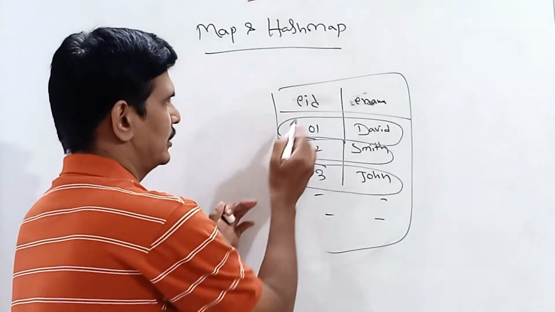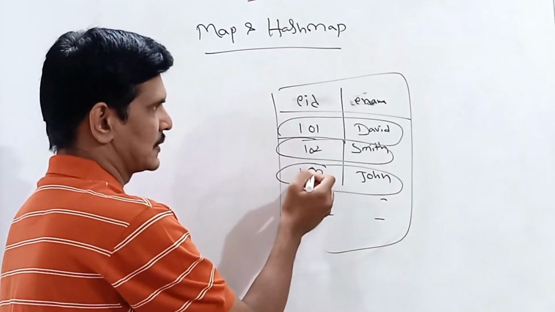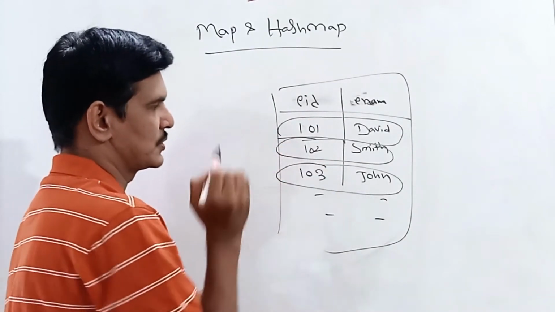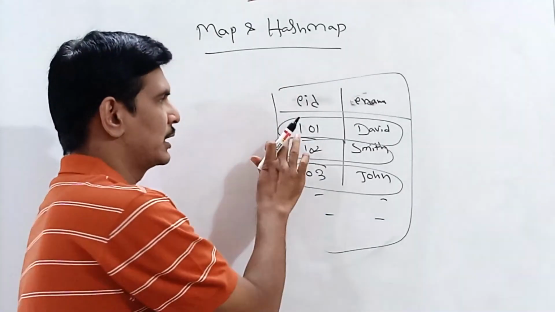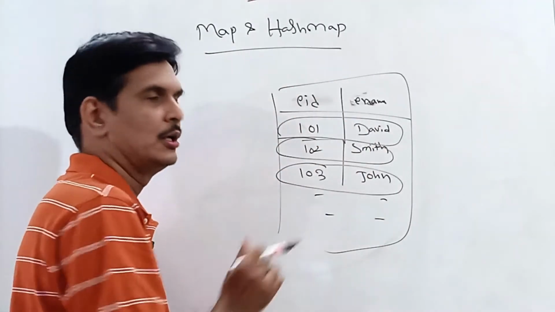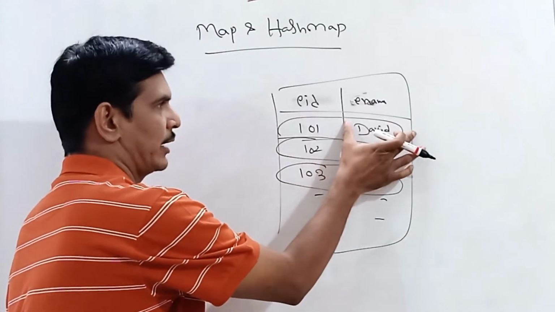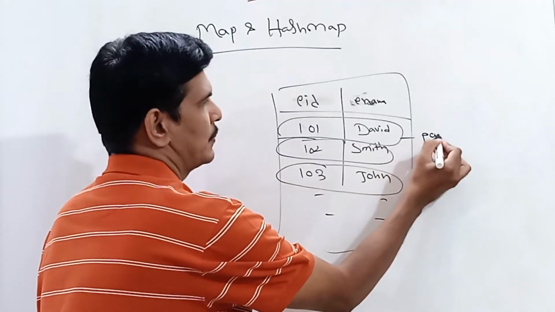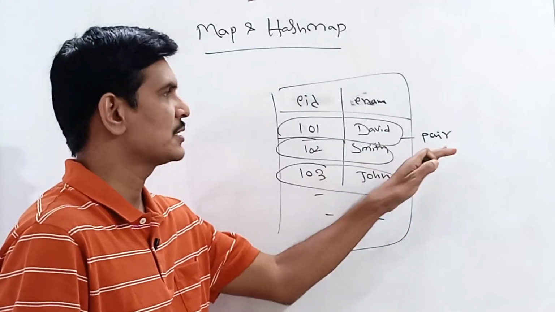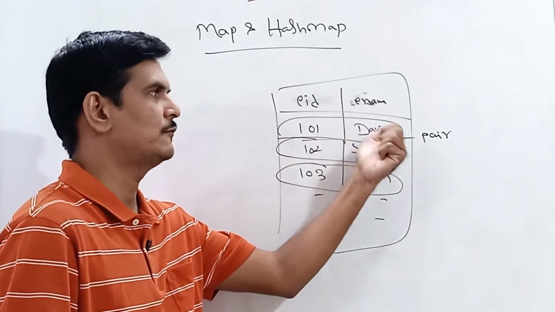If I look at this, 101, 102, 103 are basically called keys. Every key is associated with some value. The combination of a key and a value together we can call one data set, or one pair. A pair is nothing but a combination of a key and a value.